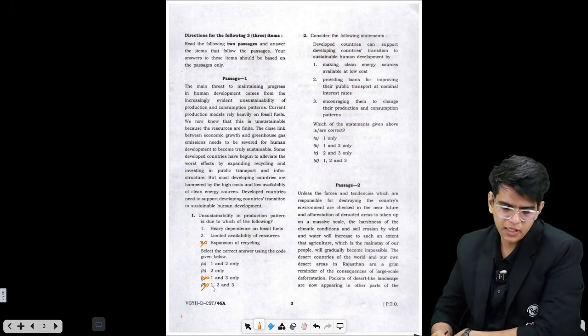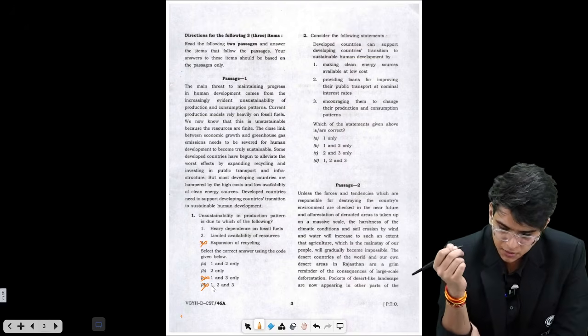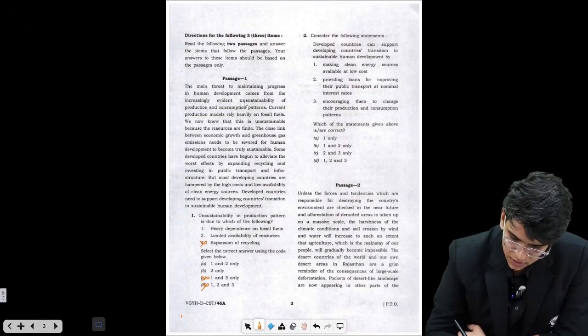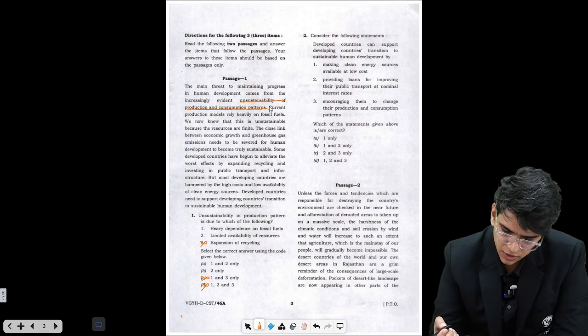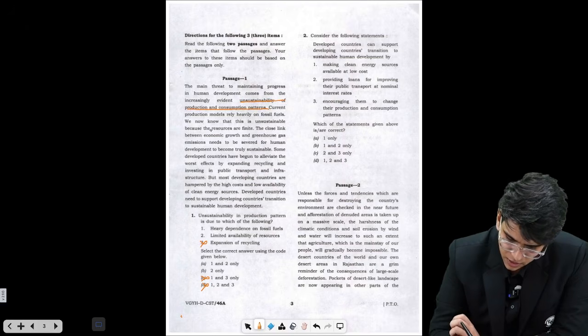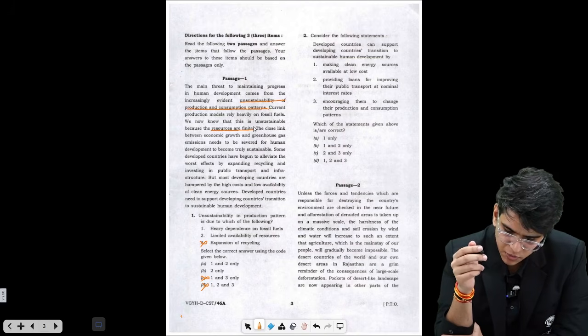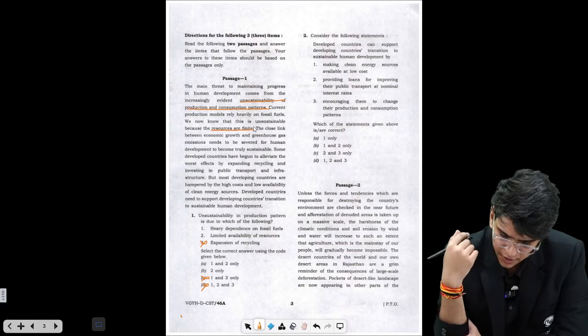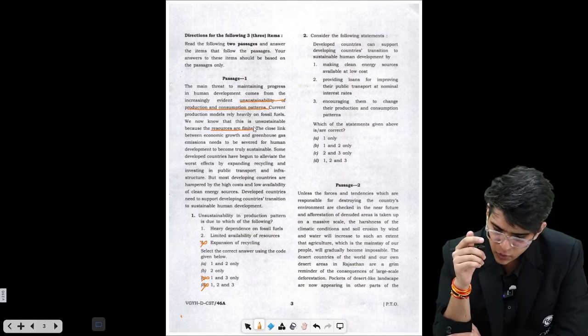Now let's start with the passage. The main threat to maintaining progress in human development comes from the increasingly evident unsustainability of production and consumption patterns. Current production models rely heavily on fossil fuels. We now know that it is unsustainable because the resources are finite. The close link between economic growth and greenhouse gas emissions needs to be severed for human development to become truly sustainable. Some developed countries have begun to alleviate the worst effects by expanding recycling.